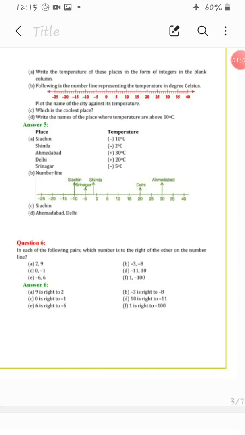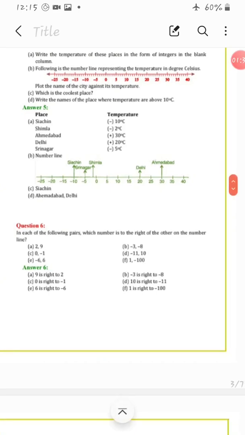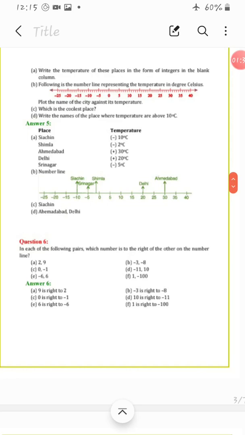Then B, minus 3 and minus 8. So which is lying on the right hand side? Minus 3 is on the right hand side of minus 8. So minus 3 is right of minus 8. Then C, 0 and minus 1. We all know 0 is lesser than all the positive numbers, but 0 is greater than all the negative numbers. So negative 1 is given. That means 0 will be to the right of that negative number, that is minus 1. Then D, minus 11, 10. So obviously the positive number will be bigger. So 10 is to the right of minus 11.